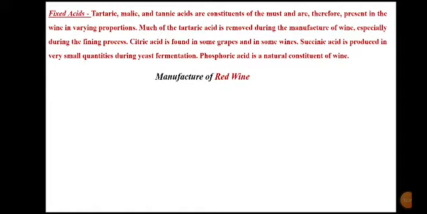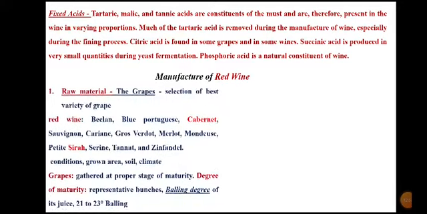Now, with this brief introduction to the types of wine and the composition of wine, we'll be discussing the production of wine with reference to manufacturing of red wine and manufacturing of white wine. The raw materials for the production of red wine are, in general, the grapes. A very important component in the making of wine is the selection of the best variety of grapes, because the quality of finished wine is basically dependent on the raw material which is being used. This raw material has a profound effect on the finished wine and its quality.